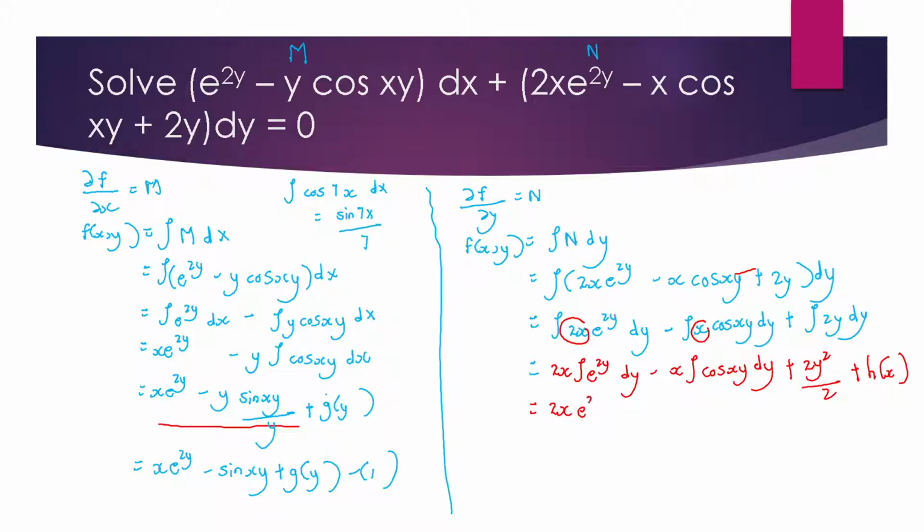And then you have 2x times e^(2y) divided by 2. Integrating cos(xy) gives positive sin(xy), where the constant is x, so you divide by x, like when you integrate cos 7x to get sin 7x divided by 7. Then plus y squared plus h(x). You can simplify. It becomes x e^(2y) minus, x and x cancel, sin(xy) plus y squared plus h(x).